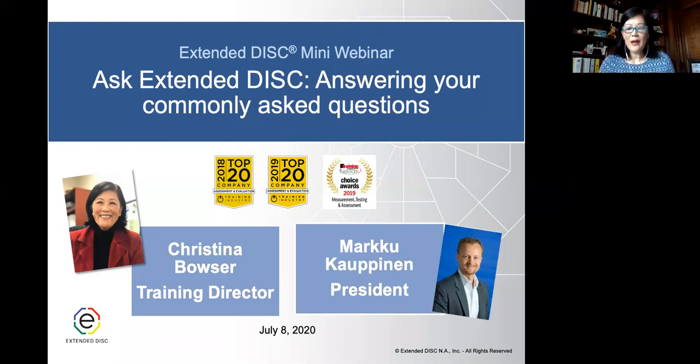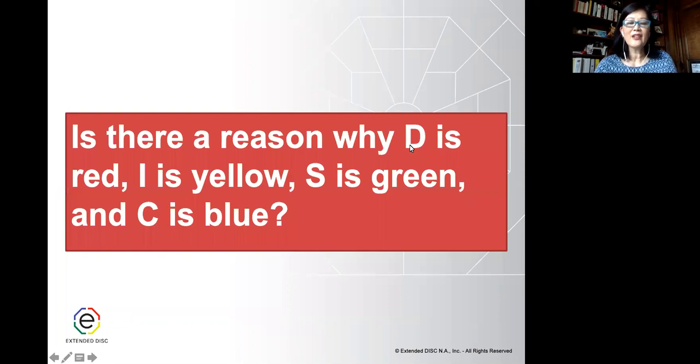All right, Markku. So here are just some of the questions that were asked today. The first question we have here is: is there a reason why D is red, I is yellow, S is green, and C is blue? Not all DISC tools color coordinate the same way that Extended DISC does. However, we do it with a purpose.